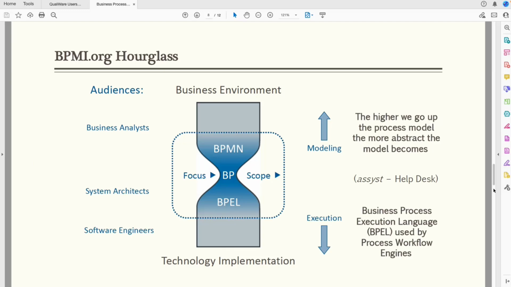The BPMN hourglass is interesting in terms of where BPMN and BPEL, business process execution language, sort of fit into the mix. And we have our business analysts at the top and software engineers at the bottom.